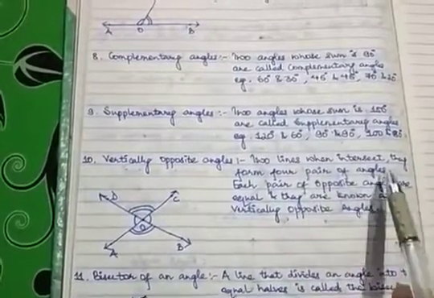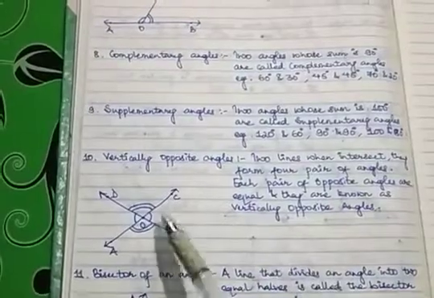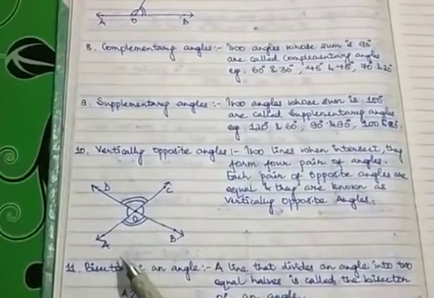Two lines, when they intersect, form four pairs of angles, and each pair of opposite angles are equal and they are known as vertically opposite angles.